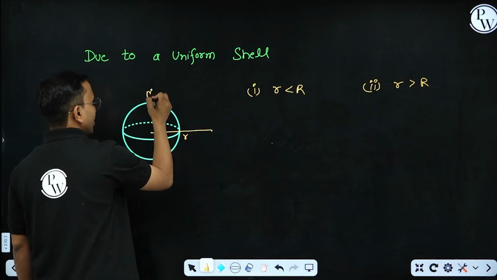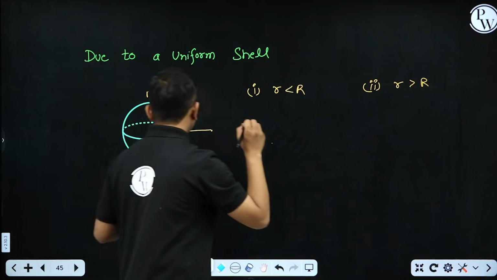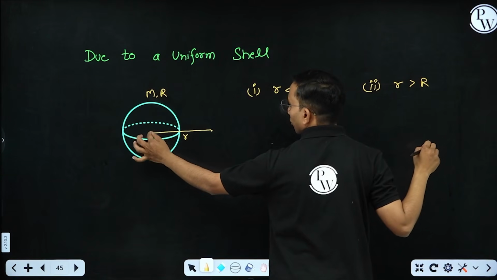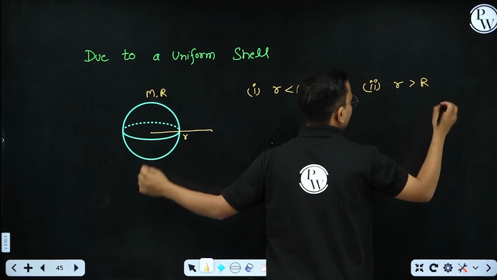Okay, mass is M here, radius is R. So if we write the potential, whole mass M will behave like a point mass here. So it will become just minus GM by r.